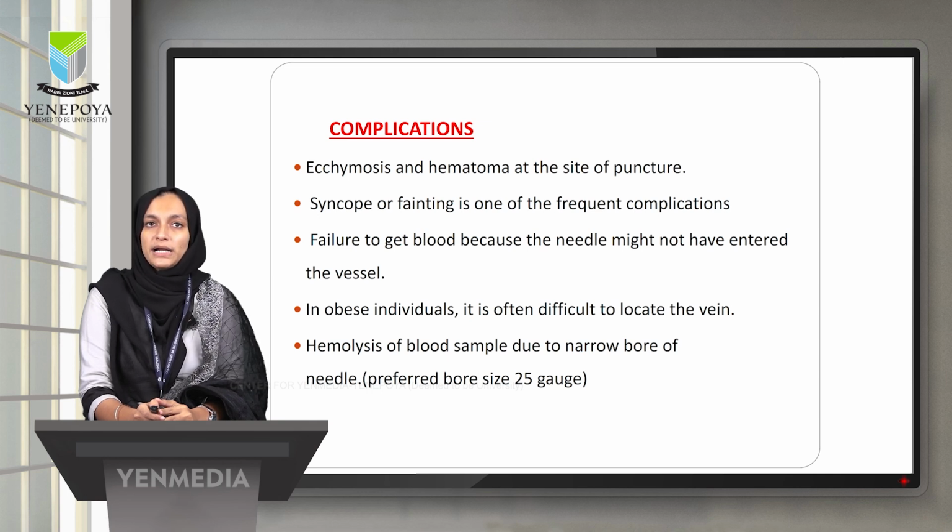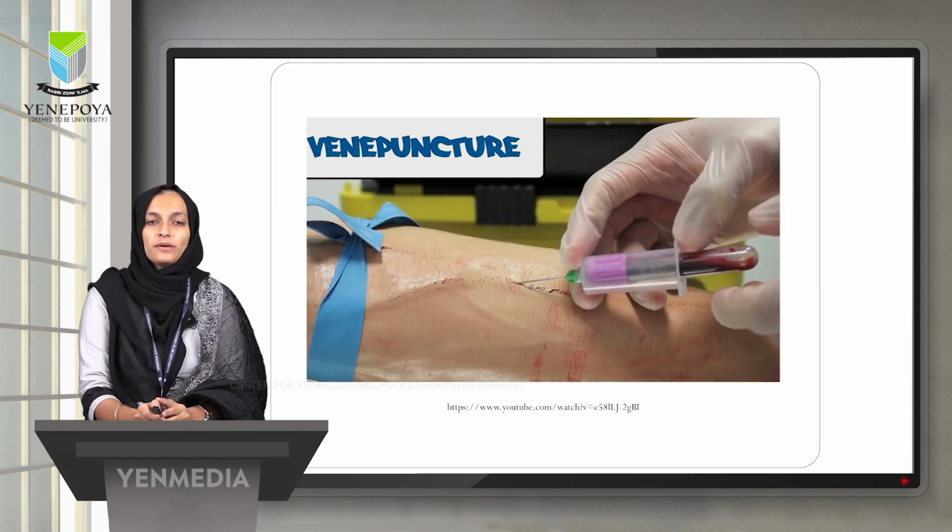Then failure to get blood, because the needle might not have entered the vessel, and in obese individuals it's often difficult to locate the vein, so we should be very careful while locating the vein and collecting blood from obese individuals. And hemolysis of the blood sample due to the narrow bore of the needle is also a complication, so the preferred bore size should be 22 to 25 gauge. I am keeping one video in this. I will be keeping the link of it under the description of this venipuncture using vacuum tubes.